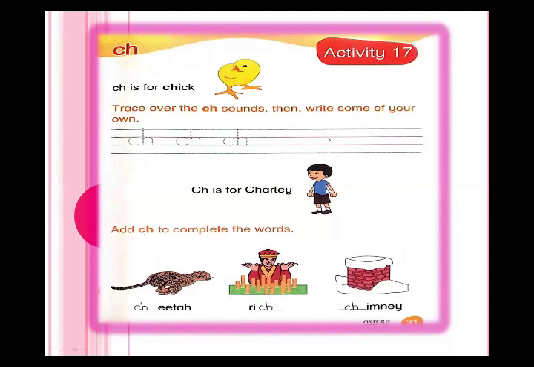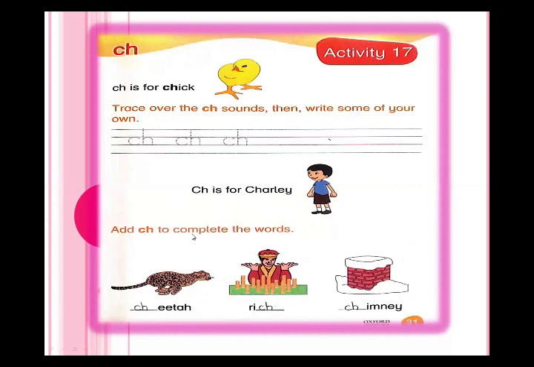Okay, here is a boy. Do you know what is his name? The boy name is, let's read. Cha is for Charlie. Okay, the boy name is Charlie. What is the boy name? Charlie. So Charlie is in the starting. Okay, cha sound is in the starting.